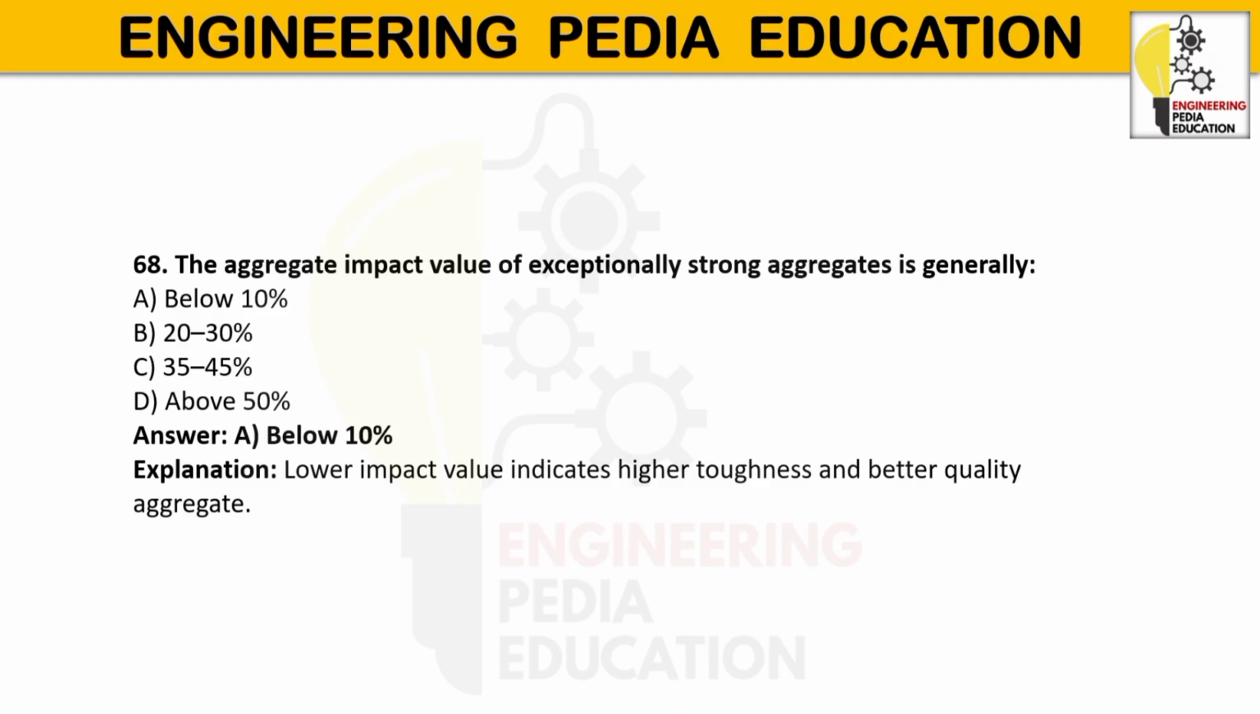For the aggregate impact value, an exceptionally strong aggregate is generally below 10%, then 20, 30%, 35 to 45%, 50%. A lower impact value indicates higher toughness and better quality of aggregate. As the impact value increases, the quality decreases. So the lower value gives better quality, and a higher value decreases the quality.